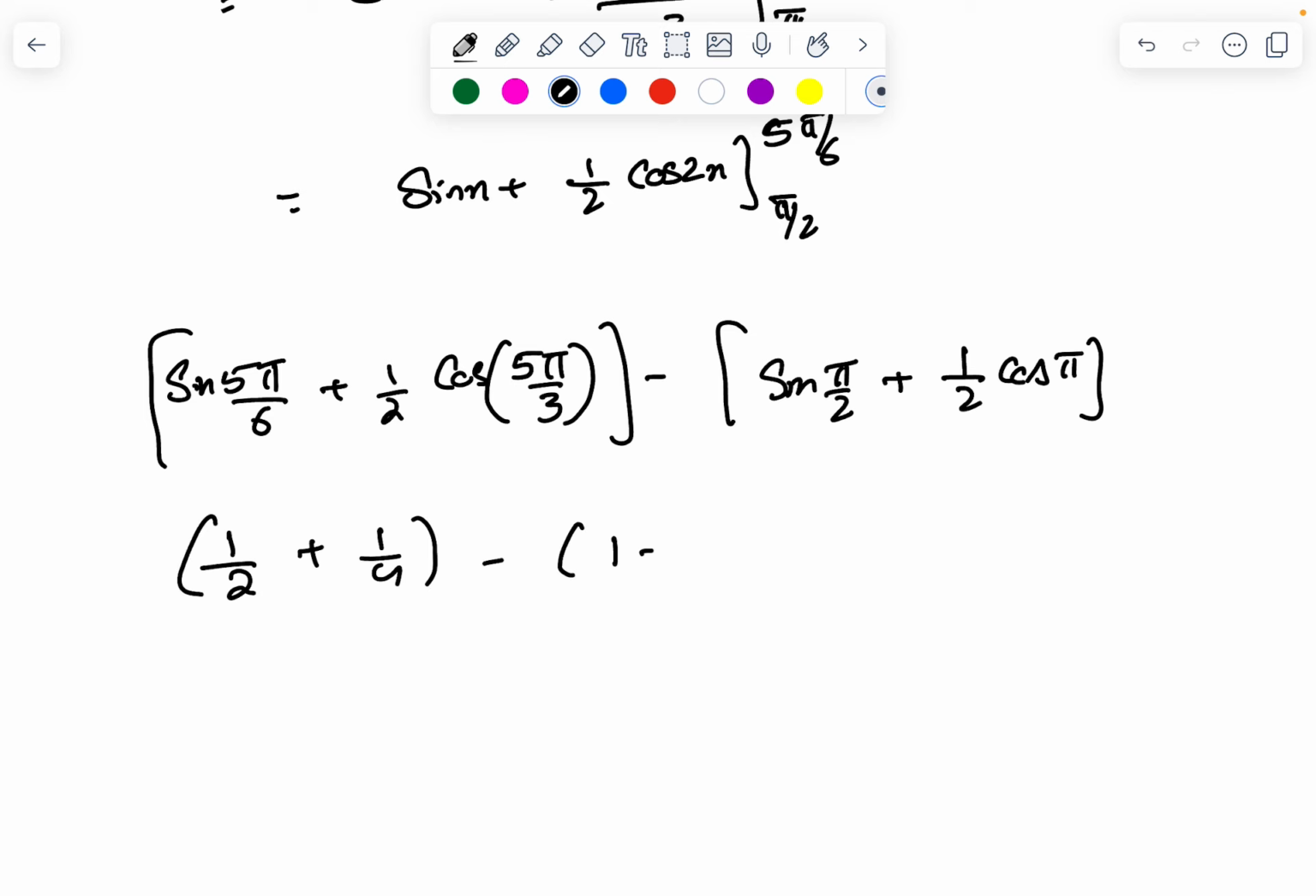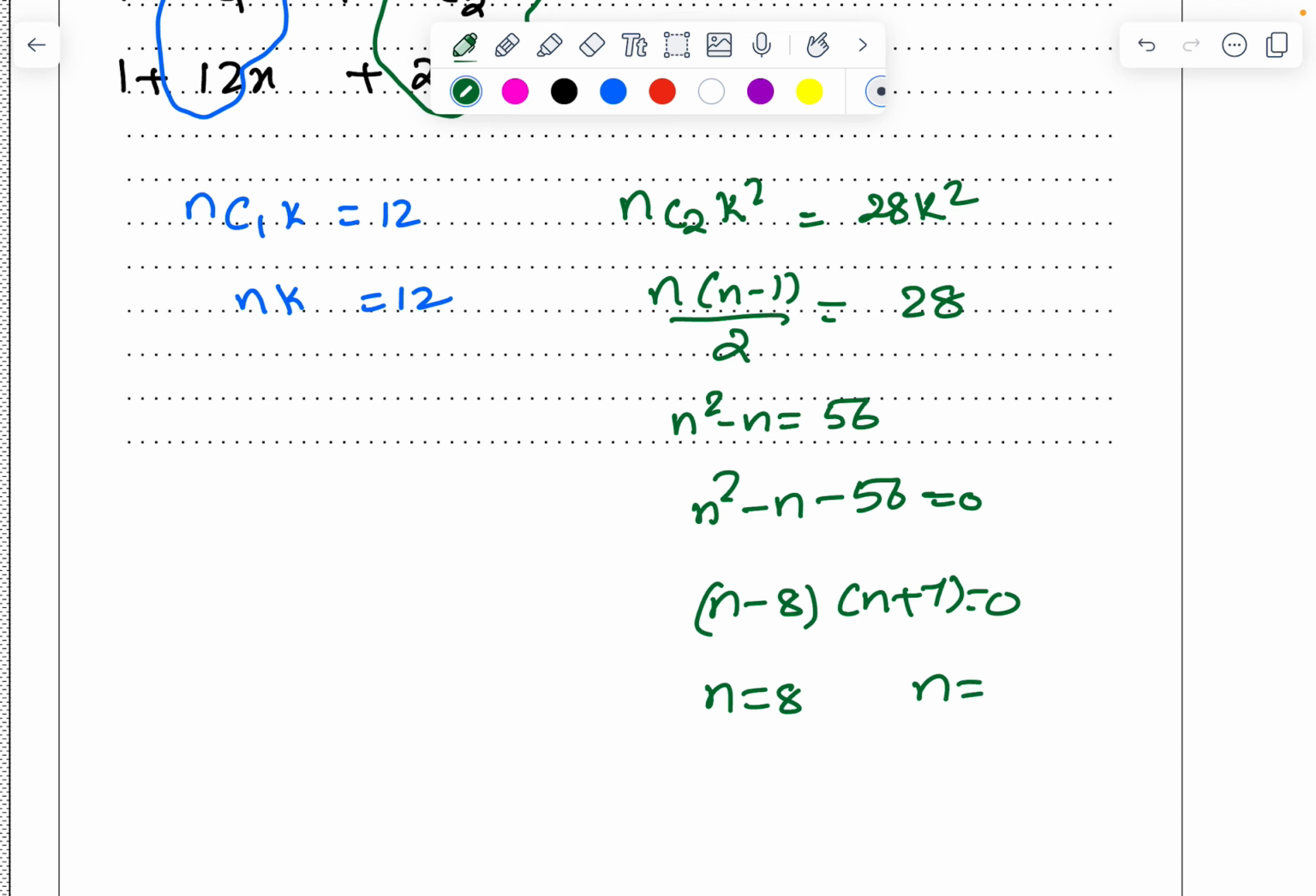n square minus n minus 56 equals 0, which becomes (n minus 8) times (n plus 7) equals 0. So n equals 8 or n equals negative 7. n cannot be a negative number, so n equals 8. Plug in n equals 8 over here. So we'll get 8k equals 12. From there, k equals 12 by 8, which equals 3 upon 2. That was question number 5.